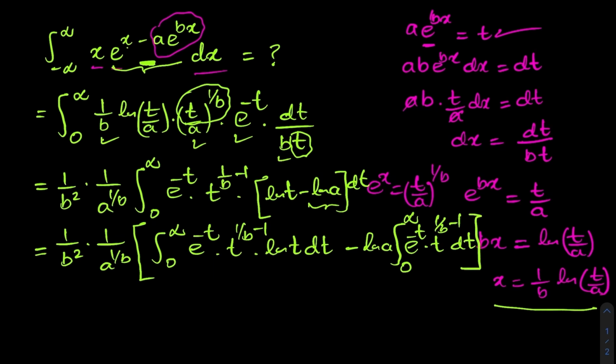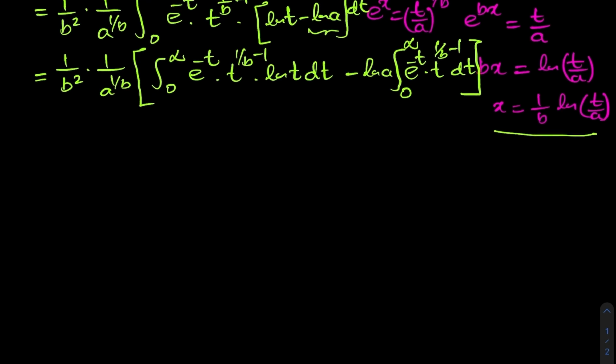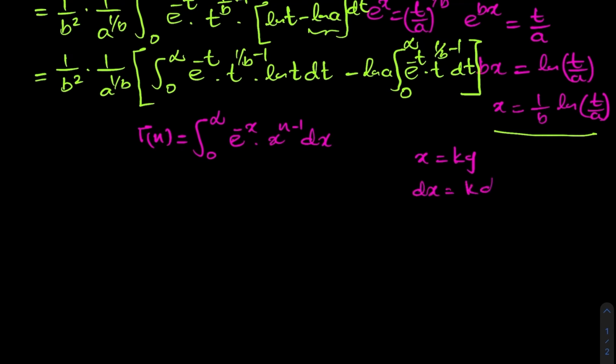Okay, then I'm going to recall the definition of the gamma function. We know gamma of n is equal to the integral from 0 to infinity of e to the minus x times x to the n minus 1 dx, and now I am going to take a substitution. x is equal to k times y, so dx is equal to k times dy.